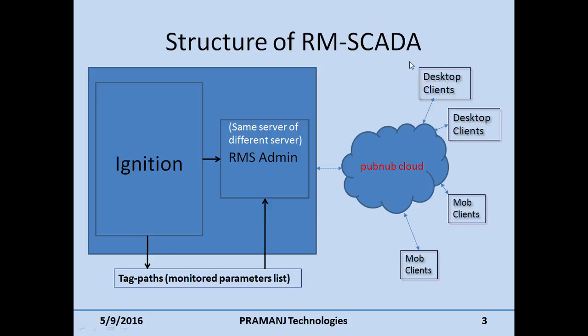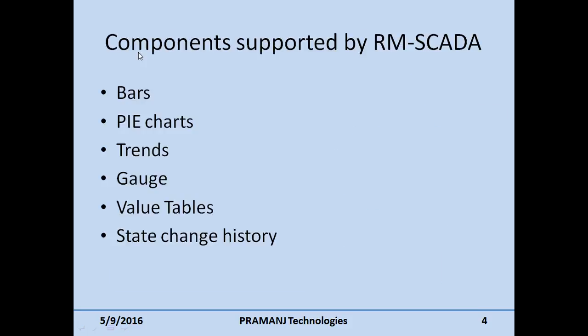So different clients can monitor the parameters of Ignition through the PubNub cloud, and the parameters that they can monitor have to be listed in a tag path file. The types of components supported by RM-SCADA for monitoring of the Ignition parameters on clients are bars, pie chart, trends, gauge, value tables, and state change history.